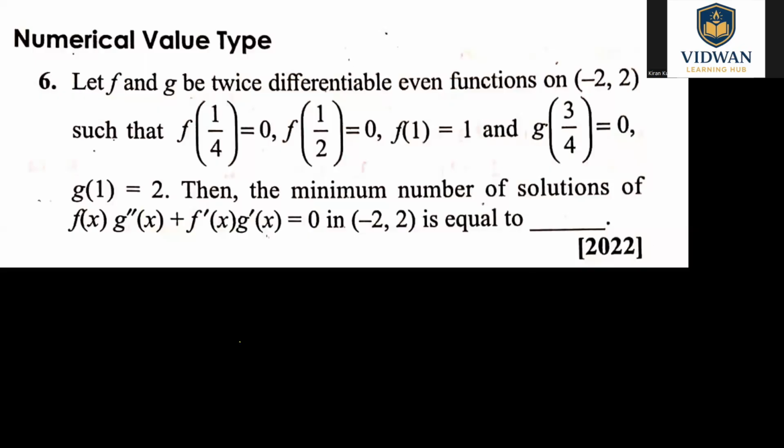So let's start with question number 6. F and G are two twice differentiable even functions on their interval. And some values of the function are given. We have to find out the minimum number of roots of this equation.